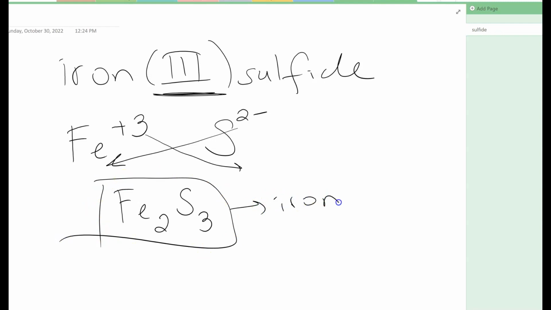So you're going to say iron, and then to determine the Roman numeral, you're going to look to see what the ratio is and what the charge is. You'll have to remember sulfur is 2 minus. There are 3 of them, so that gives you -6. Each iron must be +3, and that's how we end up with 3 here, and the sulfide is sulfide. Okay. So let me give you a few to do on your own.